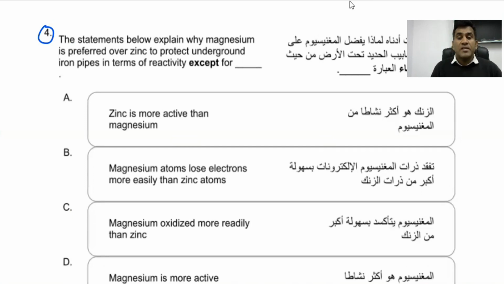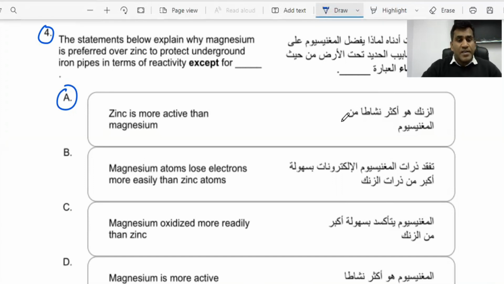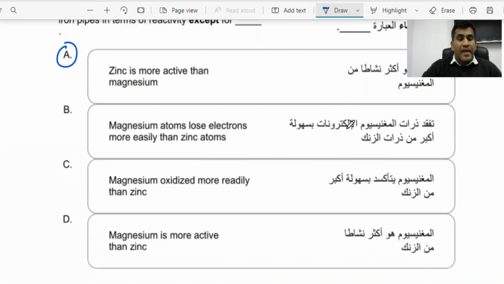So now which statement is false over here? As we mentioned, magnesium is a more active element than the zinc, but the first statement saying that zinc is more active than magnesium, this is the false statement. So all other statements, whatever they are mentioning about the magnesium, are true except this, because magnesium is more active, not the zinc. So we should go with A as the answer.